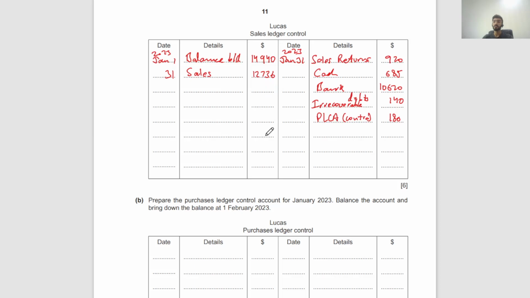Most likely the balance will be on the debit side. That's where it's supposed to end up. But still, just leave a line under both of them. You never know where it goes. So, firstly, let's add up the debit side.